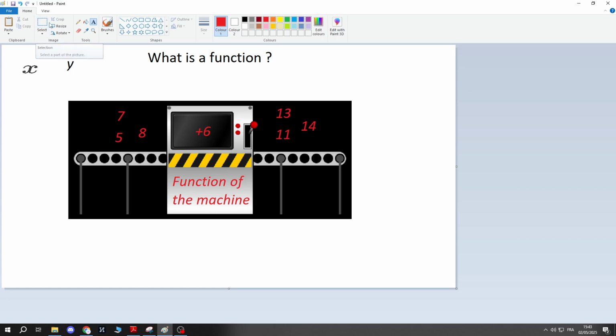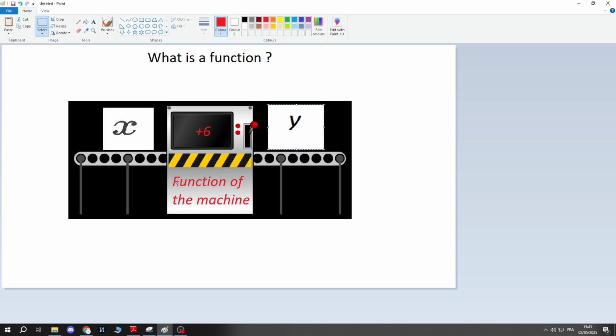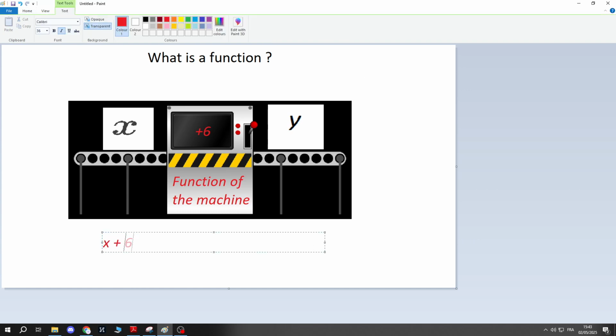But what if we wanted to show the general function of our machine? What if we wanted to show the general relationship between what comes in and what goes out? That's why we'll be using variables like x and y. So I'll be placing x at the start, so it will replace all of the numbers that could be there, and I will replace the numbers that go out by y. So the only thing that does not change is the function of the machine itself, which is adding 6. And if we were to write it algebraically, it would be x plus 6 equals y. And x plus 6 equals y is called a function.